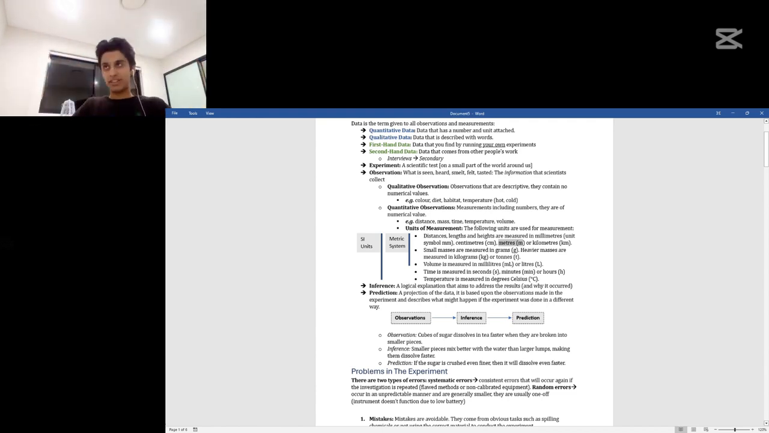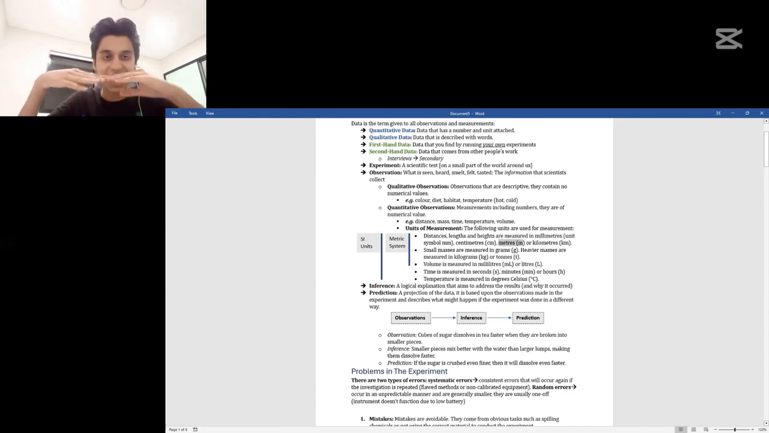Let's look at another example of this. So your observation is that cubes of sugar dissolve in tea faster when they're broken into smaller pieces. That's your observation. Now here's your inference. Smaller pieces mix better with the water than larger lumps, making them dissolve faster. Okay, so now you go, that's that explanation. Now we apply that explanation to a different context. If the sugar is crushed even finer, then it will dissolve even faster. There you go, prediction.